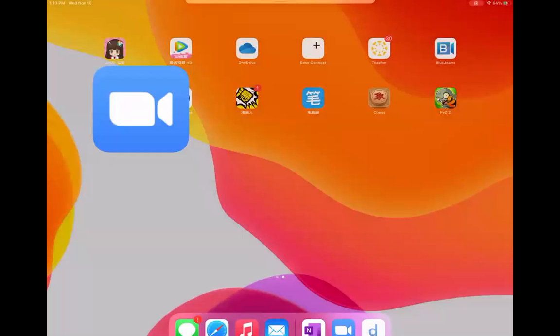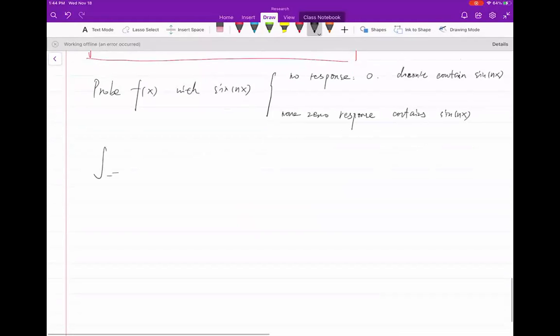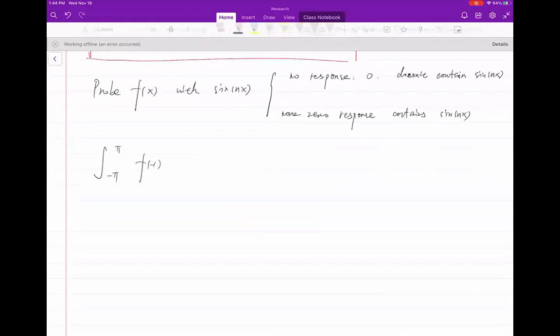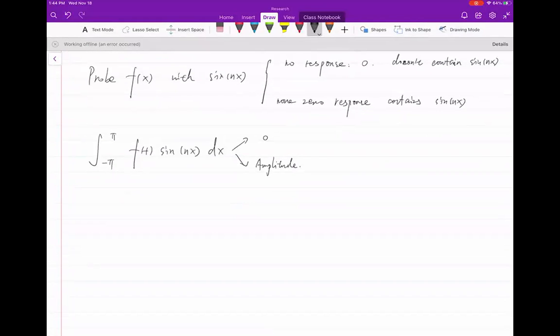So now if you think about what we just did, we basically take a signal from negative pi to pi. We basically just probe it with sine nx, by taking the integration, and then we just check, do we receive a response or not? We may receive 0, we may receive the amplitude of the original strength of the signal of that frequency.